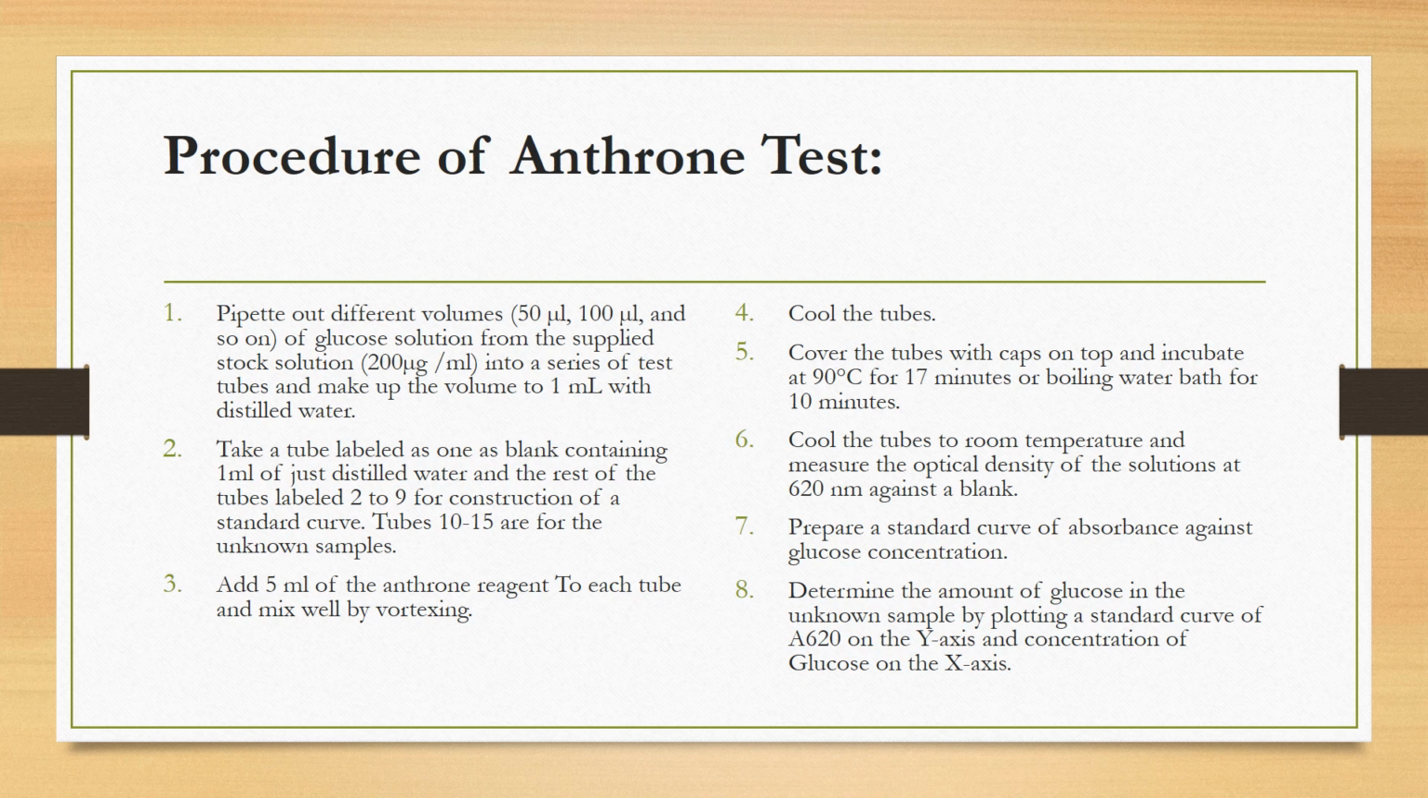Prepare a standard curve of absorbance against glucose concentration using the spectrophotometer. Determine the amount of glucose in the unknown sample by plotting a standard curve of A620 on the y-axis and concentration of glucose on the x-axis.